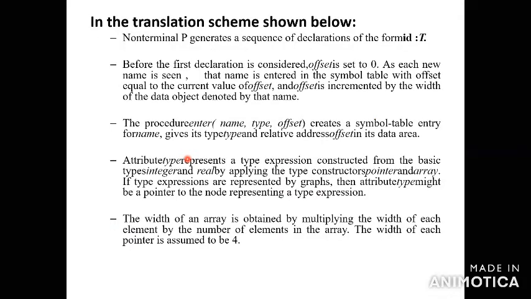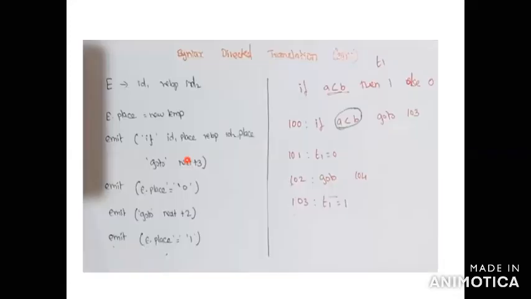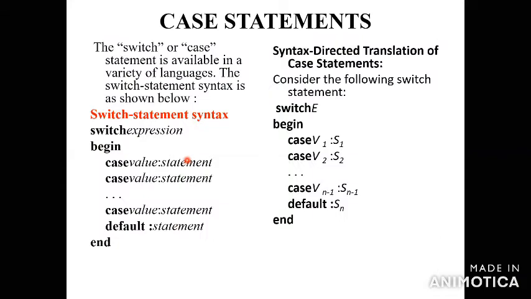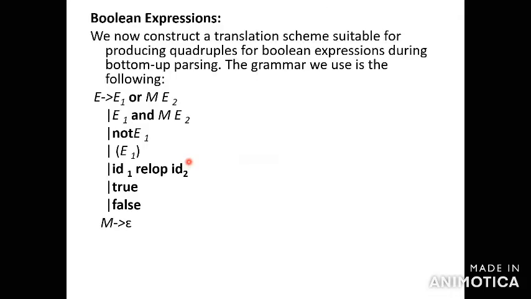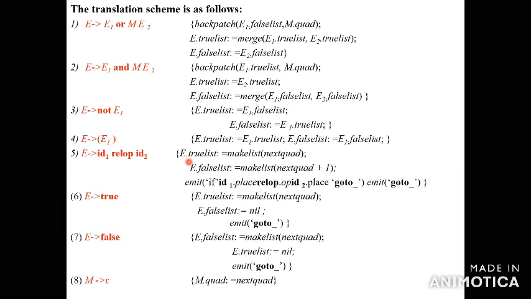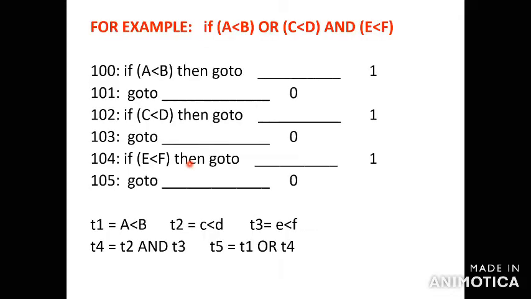So the first one is declaration. Second one is assignment statement. Next one is Boolean expression. Next one is case statement, that is the switch case statement. And the next one is backpatching technique. Backpatching is nothing but an advanced Boolean expression technique. It is the same as Boolean expression, but somewhat advanced, made available for backpatching techniques. Next thing, flow of control statement. Then the last one is type checking. So these are all the conversions of popular programming language constructs into the intermediate code form.